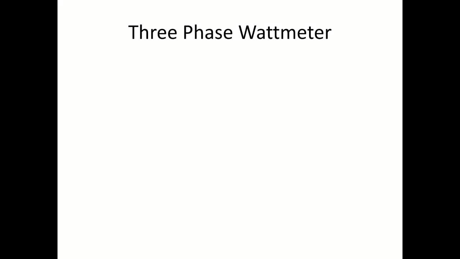In this lecture, we are going to discuss two topics. First one is the concept of three-phase wattmeter, its construction, its working, and then we are going to study what are the different types of error which commonly occur in case of electrodynamometer type wattmeter and how to overcome those errors. So the first topic is three-phase wattmeter.